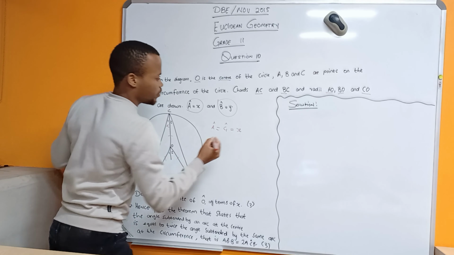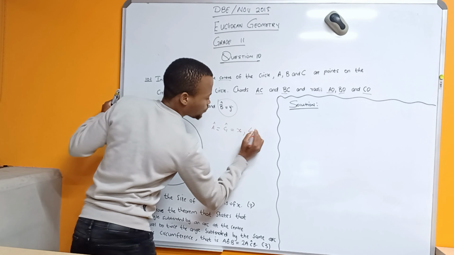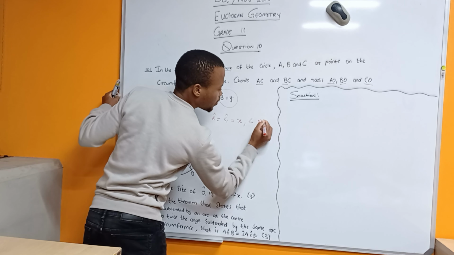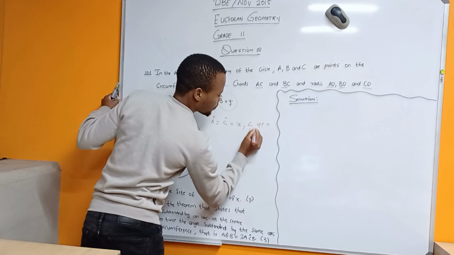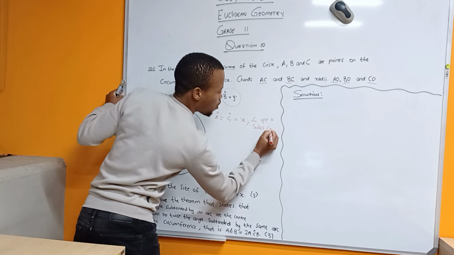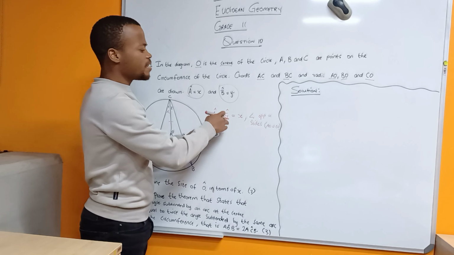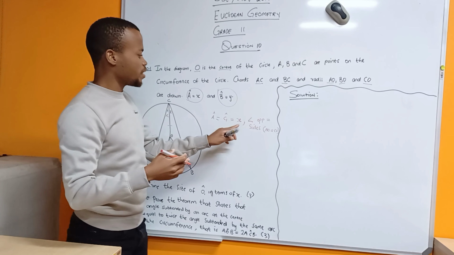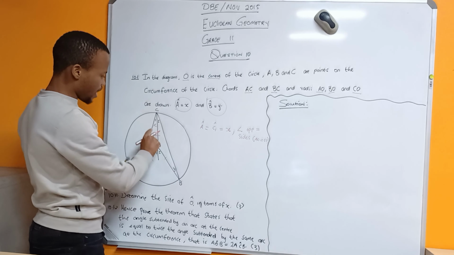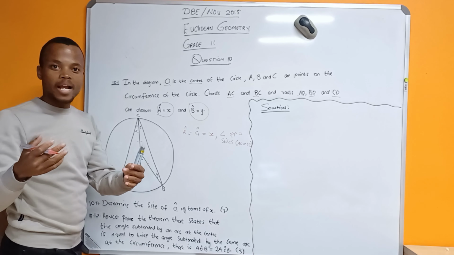Why am I saying so? The reason behind that is angles opposite equal sides. And then you can mention those sides. It is AO, which is equal to CO. So A and C1 both equal x, because they are angles opposing equal sides. So this angle opposes this side and this angle opposes this side. So angles opposite equal sides give you equal angles.